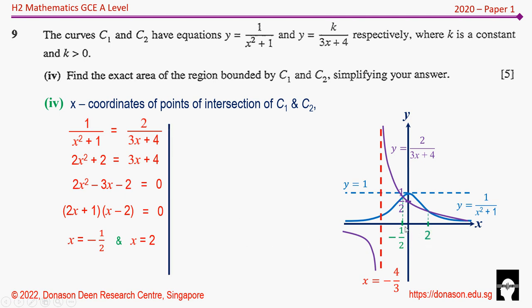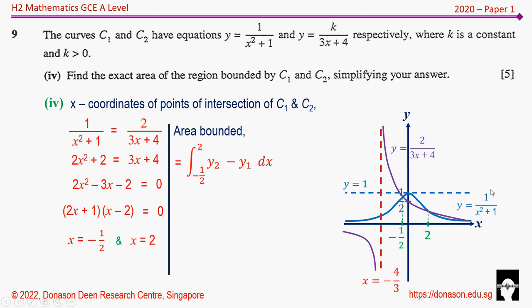So now we know from where to where we need to integrate. The area bounded is what we're going to find next. So we're going to use the formula y2 minus y1 dx and integrate it straight from negative half to 2. So what is going to be y2? y2 is whichever graph is above. In this case, you can see the blue graph is above the purple graph. So your y2 is the blue graph.